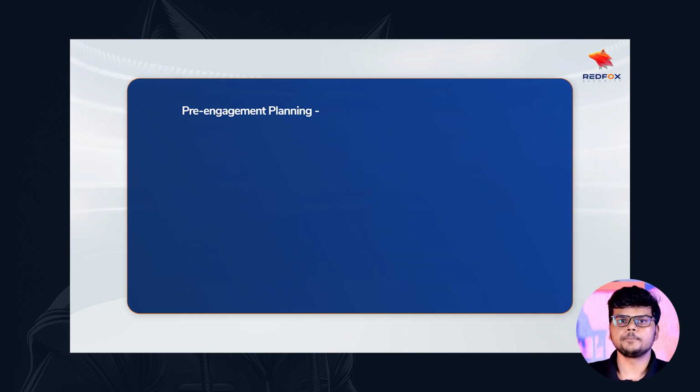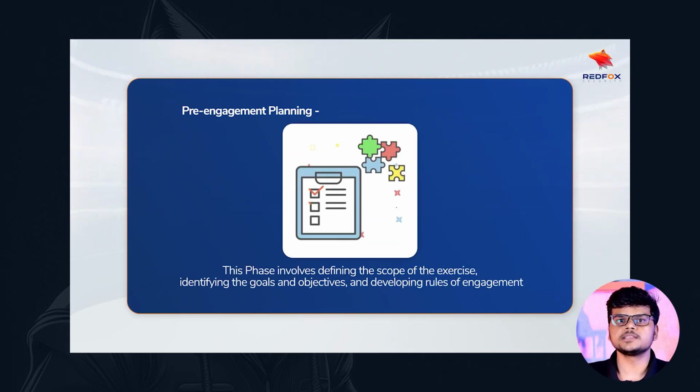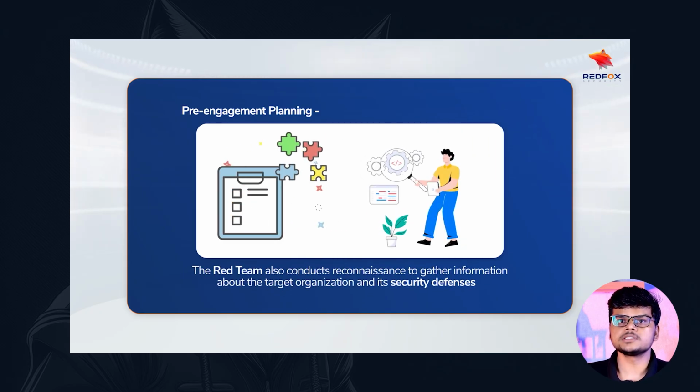First is pre-engagement planning. This phase involves defining the scope of exercise, identifying the goals and objectives, and developing rules of engagement. The Red Team also conducts reconnaissance to gather information about the target organization and its security defenses.